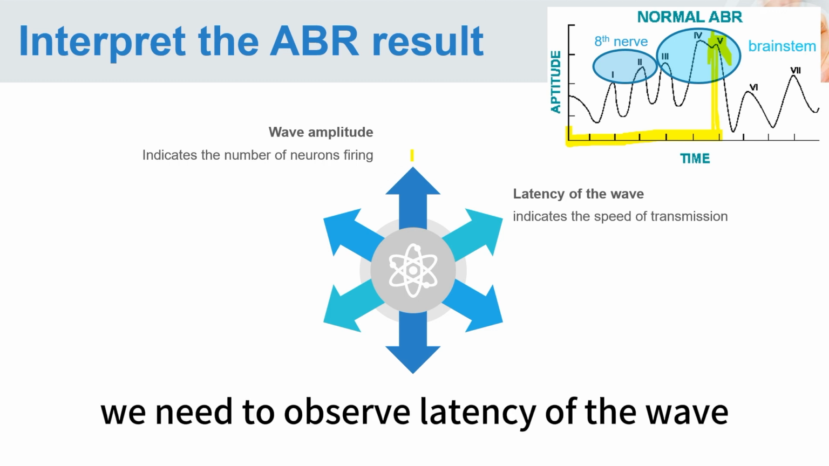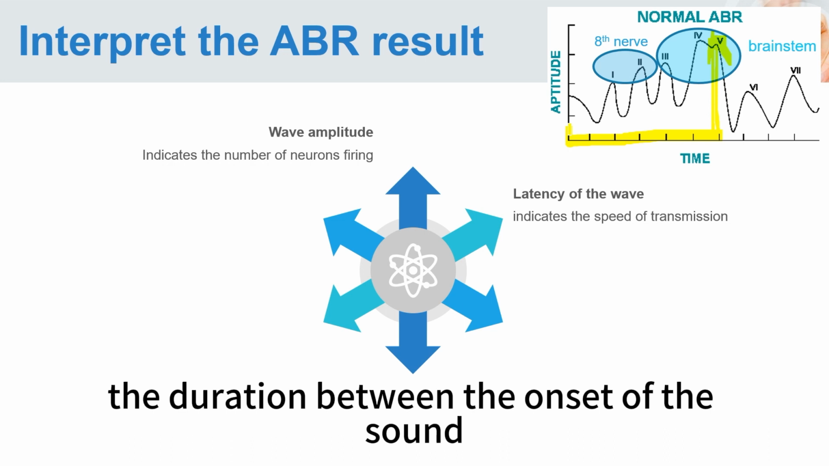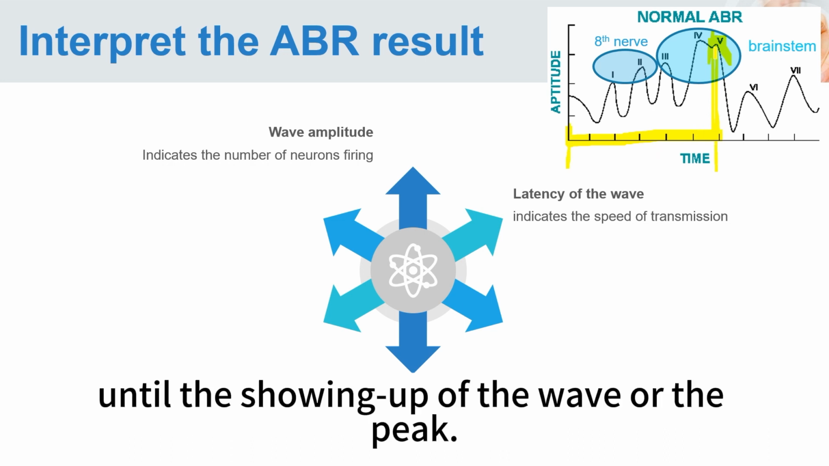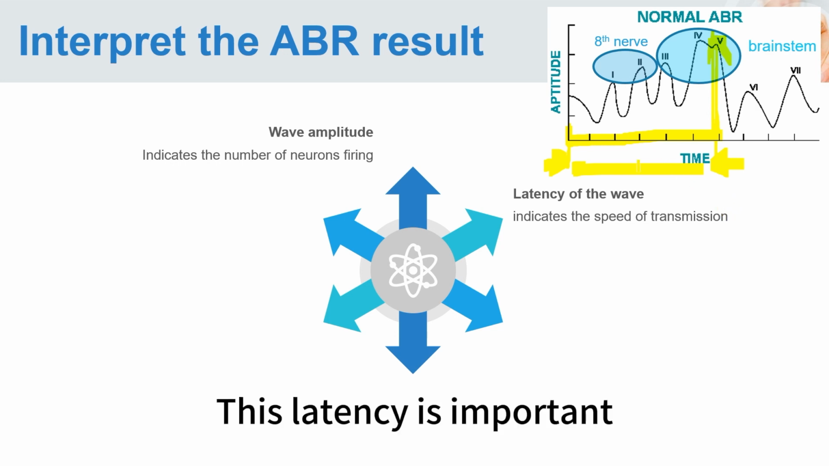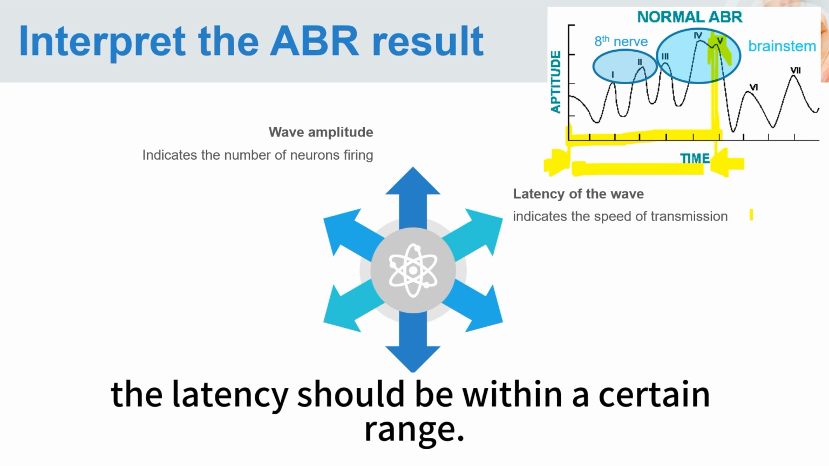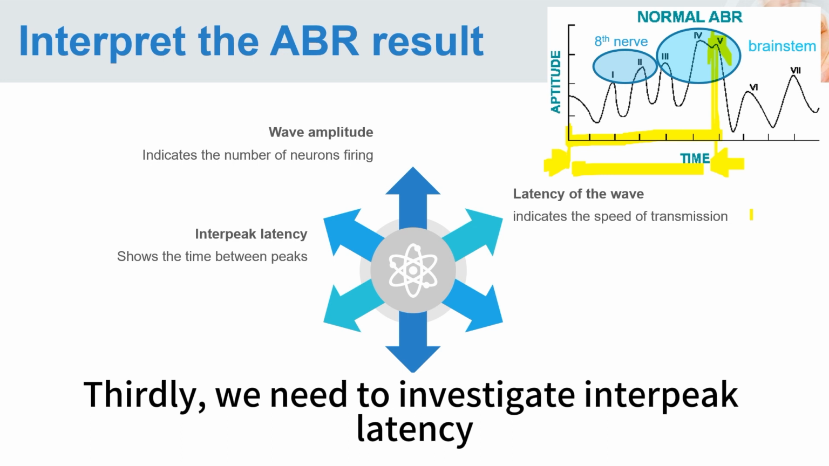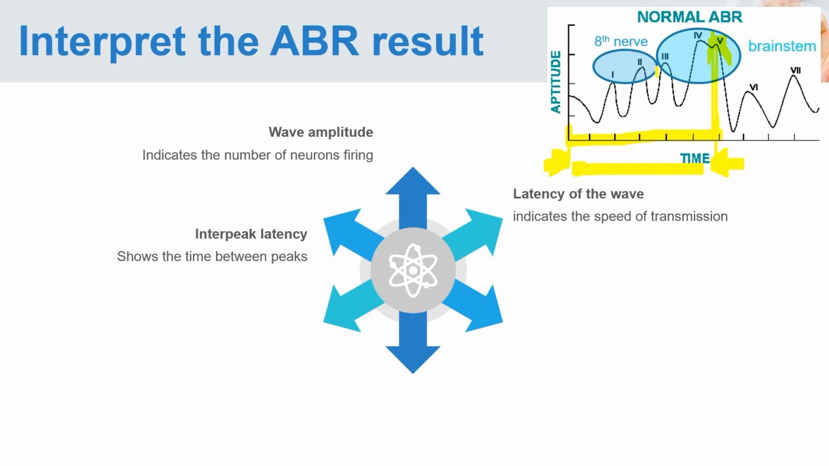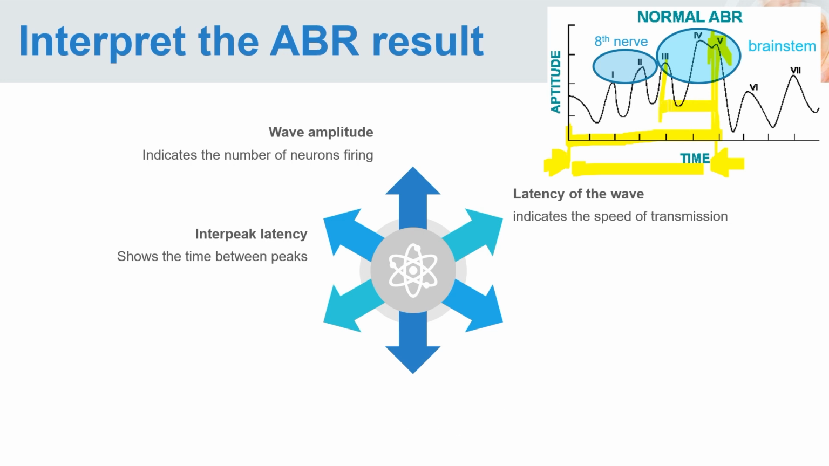Secondly, we need to observe latency of the wave, because latency is the duration between the onset of the sound and the showing up of the wave or the peak. We need to see how much time is between the two. This latency is important because it indicates the speed of transmission of information in our brain. For a normal human baby, the latency should be within a certain range. Thirdly, we need to investigate inter-peak latency because it shows the time between peaks. Again, between wave 3 and wave 5, the delay is a reasonable value within a certain range. We need to check that.